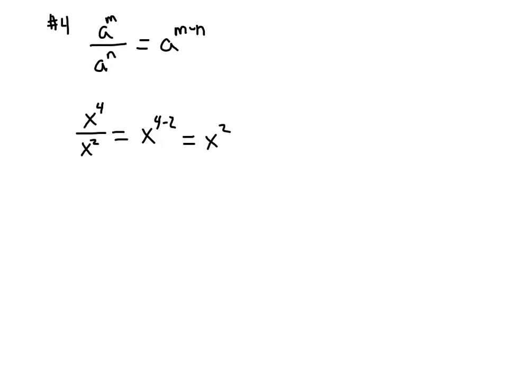Okay? Now, the reason this works is actually the way I prefer to work these problems. Okay? I prefer just to think of it as what is the definition of exponents. So I have 4 x's multiplied together on top. I have 2 x's multiplied together on the bottom. And I just want to reduce the fraction. Cancel common factors from the top and bottom, leaving me with x squared.